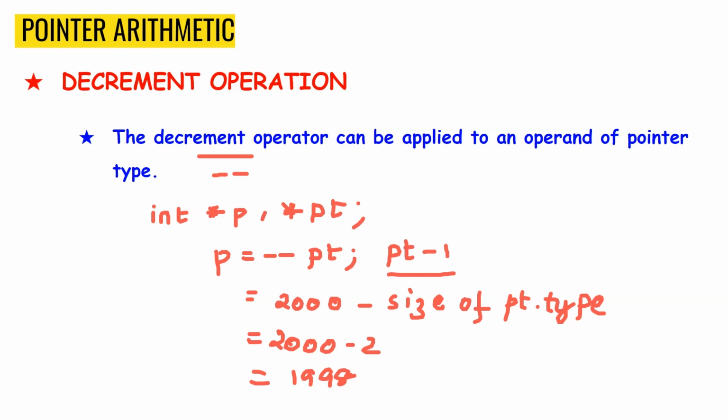We have a few illegal pointer operations. Only integers can be added to pointers. Multiplication and division operators can't be applied on pointers. Addition of two pointers is not allowed. Bitwise operators can't be applied on pointers. A pointer of one type cannot be assigned to a pointer of another type without explicit typecasting. A pointer variable cannot be assigned a non-address value. So these are a few illegal pointer operations.